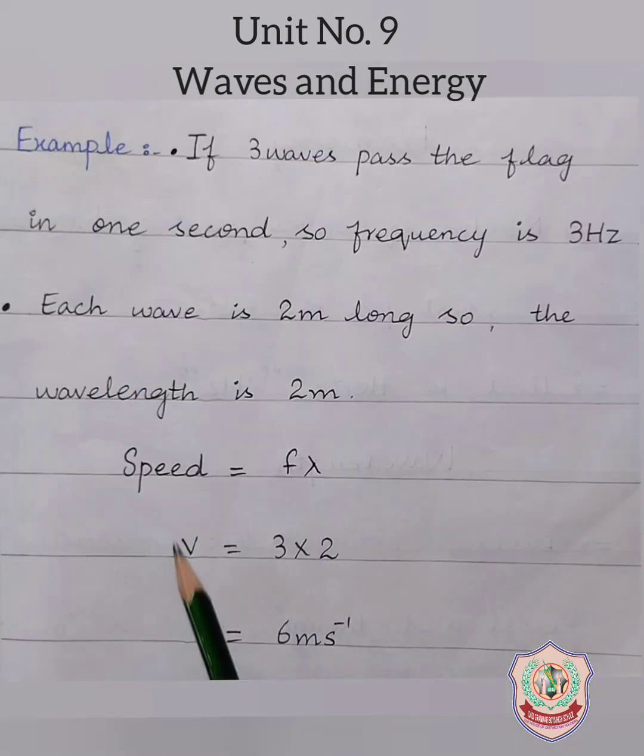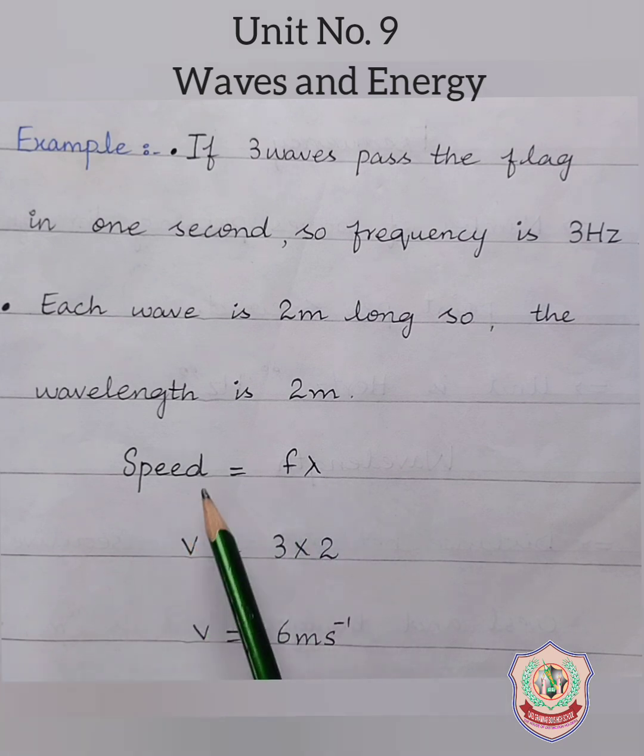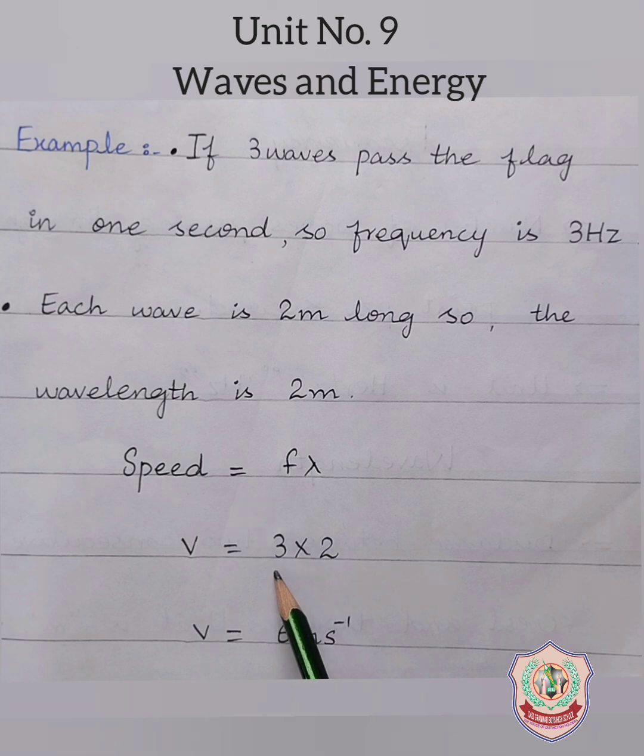Now we calculate the speed of the wave by the wave equation. Speed is equal to F lambda, or V equals F lambda. V equals frequency, which is 3 Hertz, times wavelength, which is 2 meters. So 3 into 2 is equal to 6. So we can say that the speed of the wave is 6 meters per second.